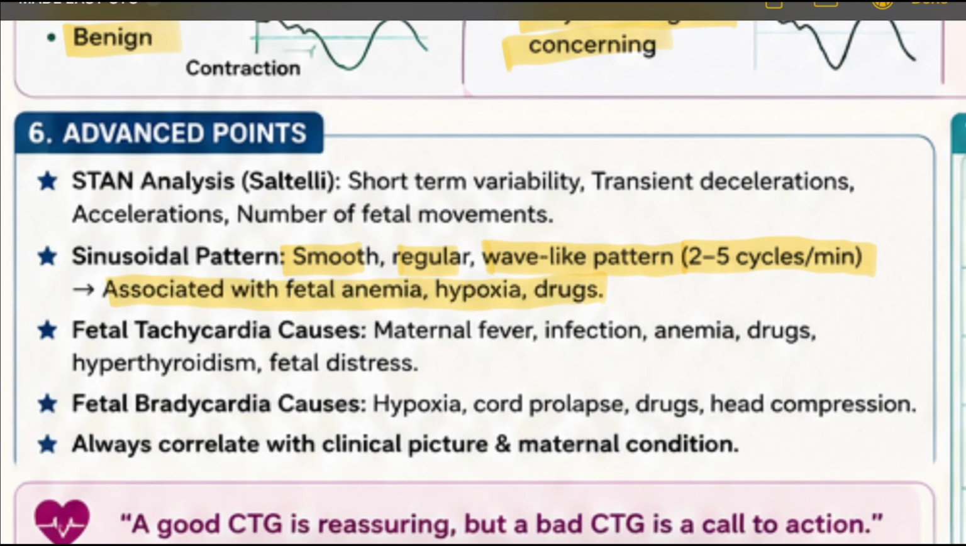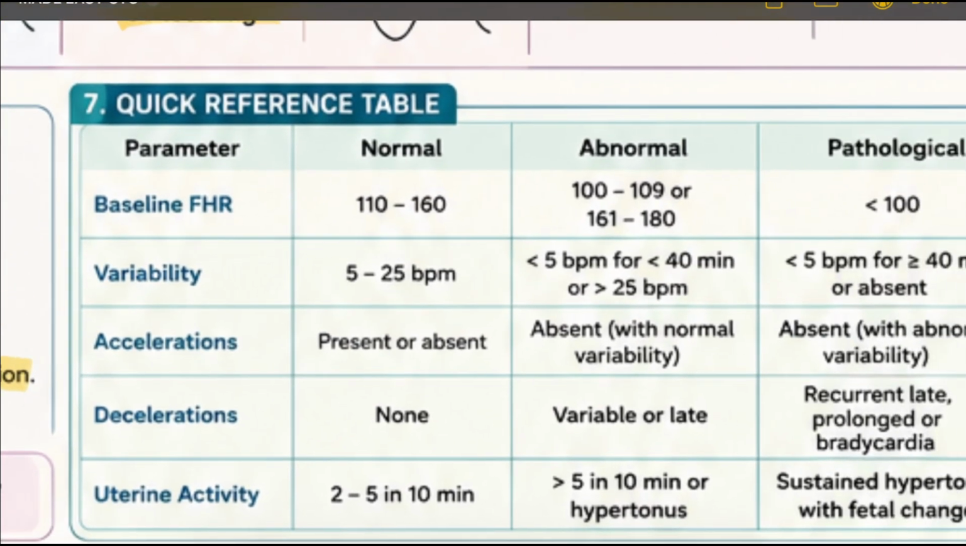We discussed already. Next one, fetal tachycardia causes like maternal fever, infection, anemia, drugs, hyperthyroidism, and fetal distress. Next, we can see fetal bradycardia causes like hypoxia, cord prolapse, drugs, and head compression. Always we have to correlate with the clinical picture and maternal conditions. So a good CTG is reassuring, but a bad CTG is a call to action.